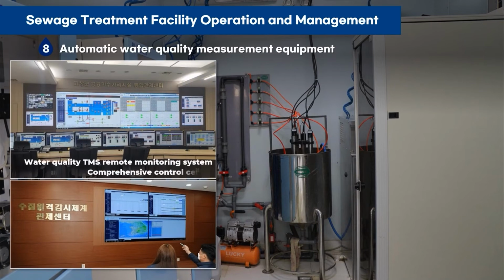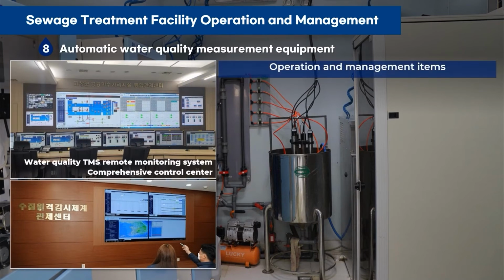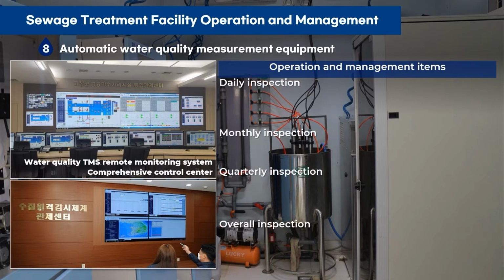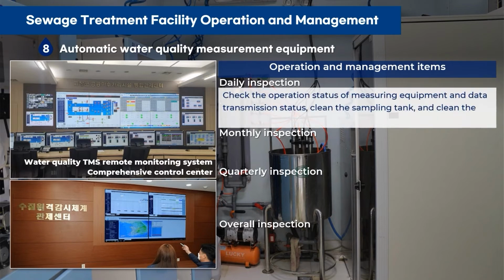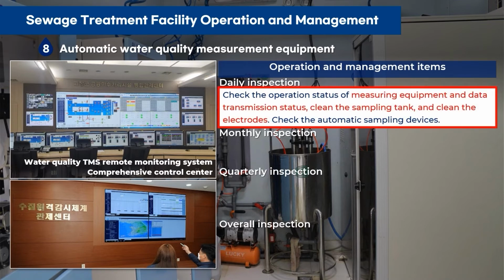For automatic water quality measurement facilities, it is necessary to distinguish between daily, monthly, quarterly, and overall inspections. Daily checks include checking the operational status and data transmission of water gauges, cleaning the sample collection basin, electrode cleaning, and checking the automatic sample collector.